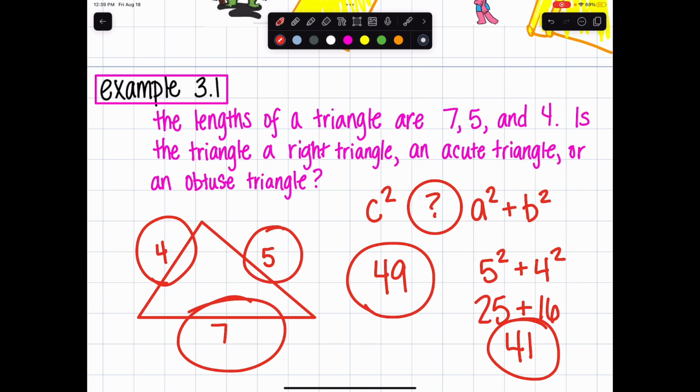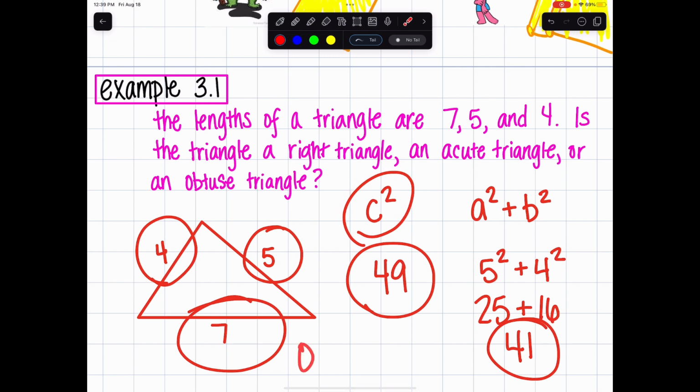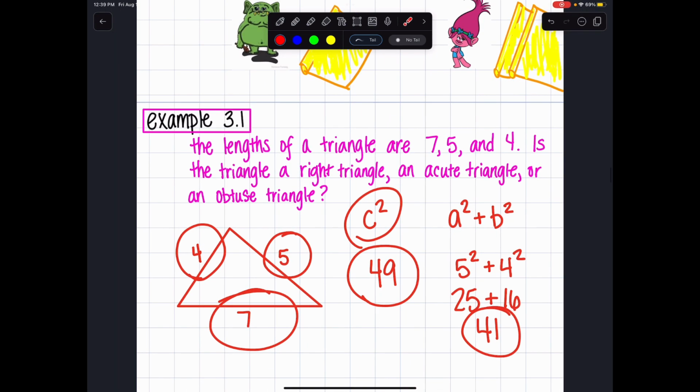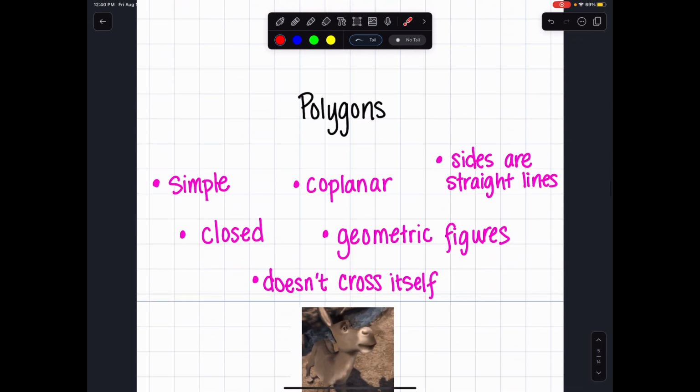49 is bigger, so the c squared is bigger. So we know that it's not equal, so it's not a right triangle. We know that right away. Now we just need to decide, is it an acute triangle or is it an obtuse triangle? And since the c squared is bigger, I'm going to go with obtuse or an obese troll. All right, let's go on to the next section.